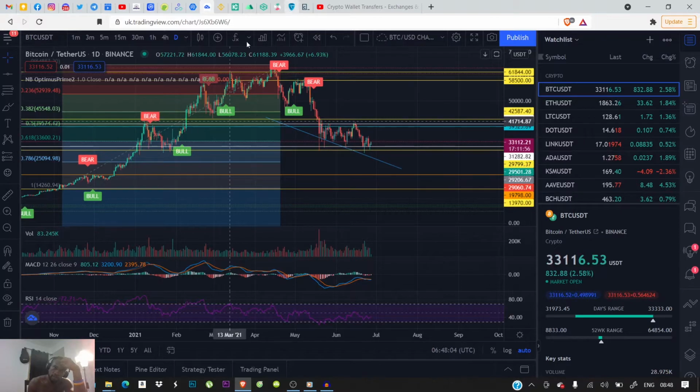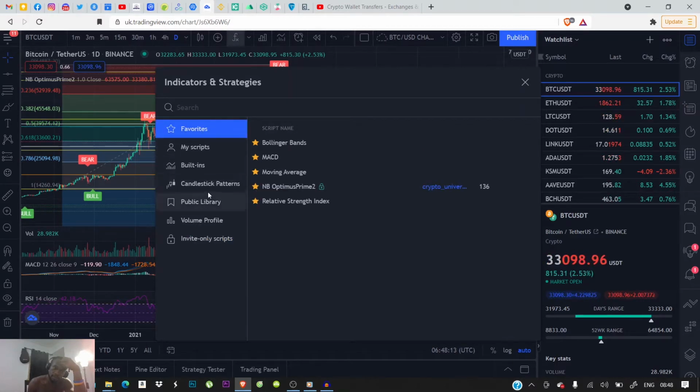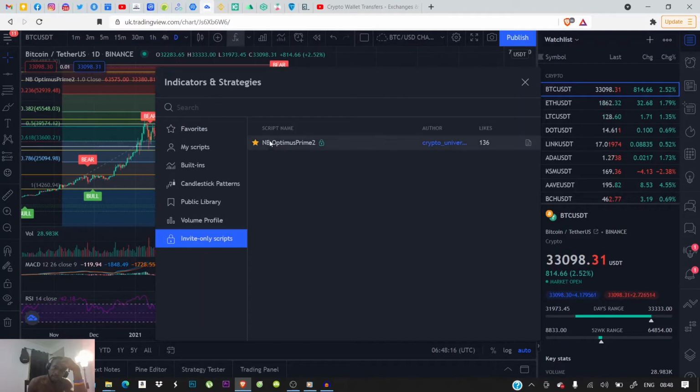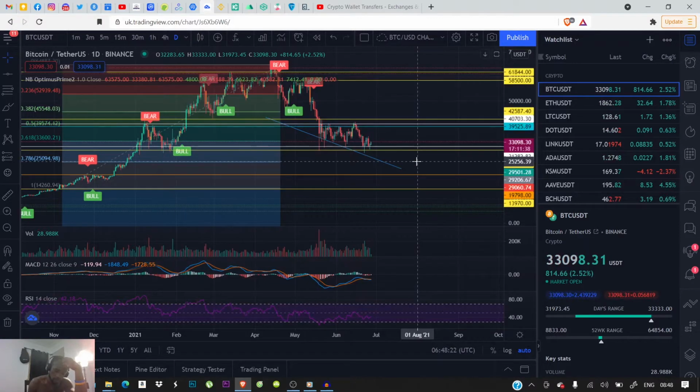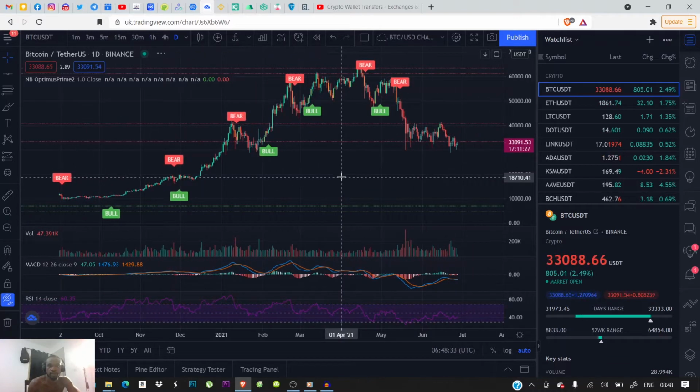All right, so you basically come to indicators here, and then on invite-only scripts, you have to click on invite-only scripts, okay? Not favorites, not my scripts. So you come to invite-only scripts, and you can see Nitros Bull Optimus Prime 2, okay? When you click on it, it's going to be added to the chart, okay? So that's one thing.